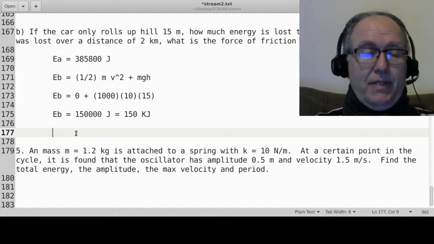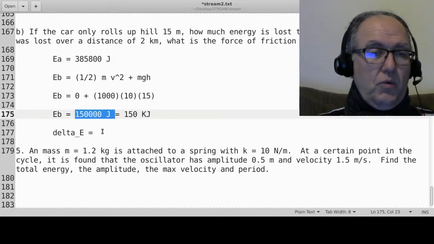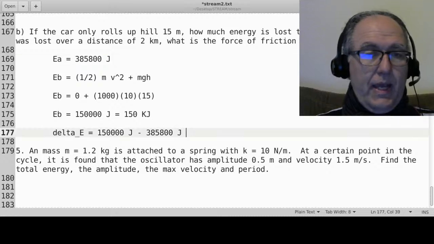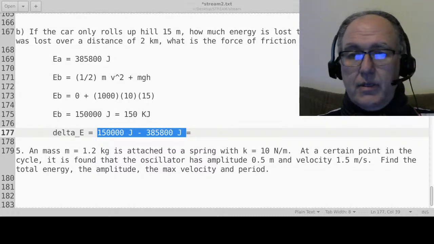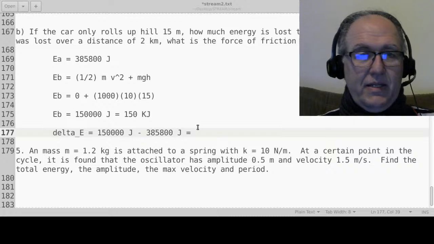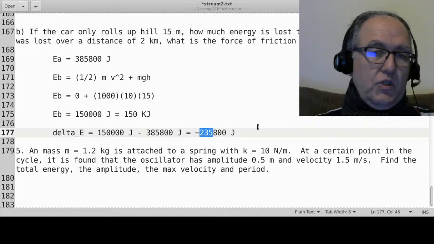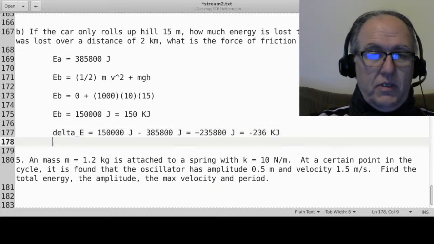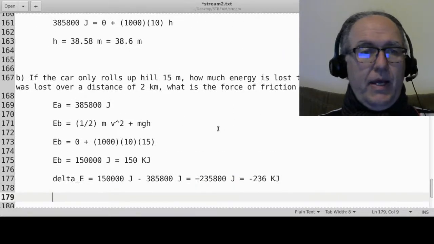And you go, well, what happened? Delta E is the energy lost. For delta, you do the final minus the initial, and that's going to give me a negative number. Let me work that out on my calculator. I could do it in my head, but I'm lazy. Technology makes us lazy. There we go. So it's negative 236 kilojoules. There you go, and that answers how much energy is lost.